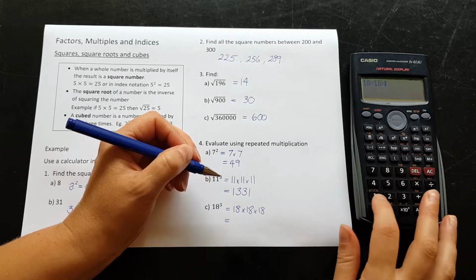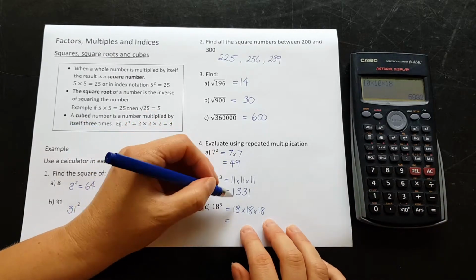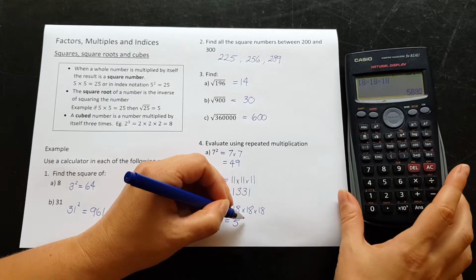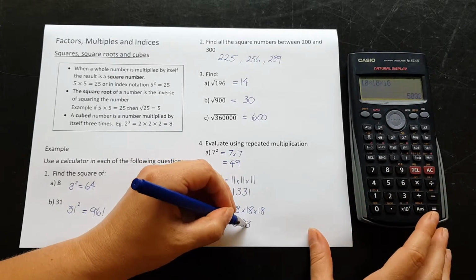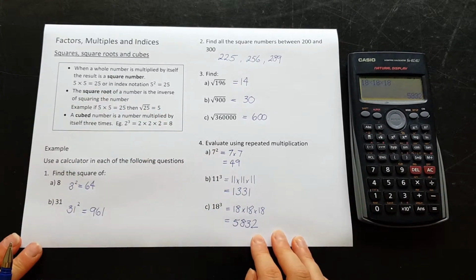And 18 cubed will be 3 18s, 18 times 18 times 18, all multiplied together. 18 times 18 times 18 is 5,832. Okay, that's it for the lesson part today.